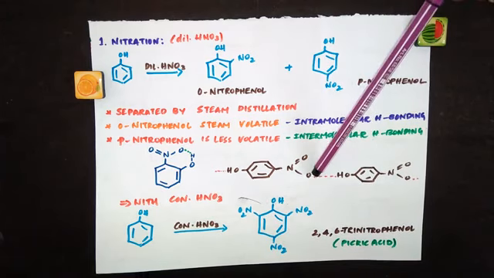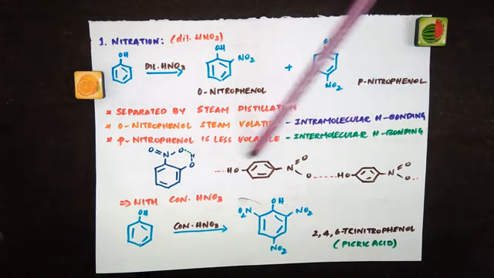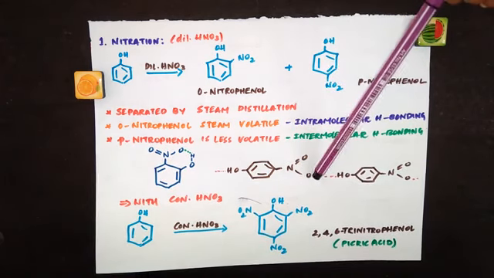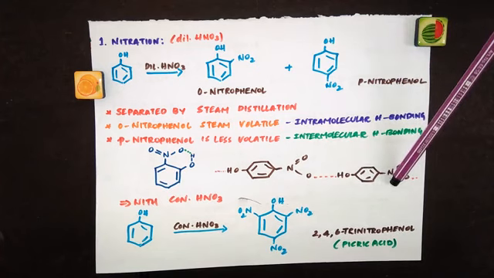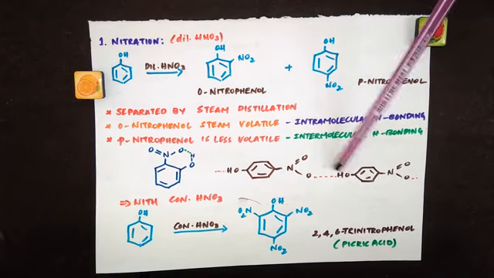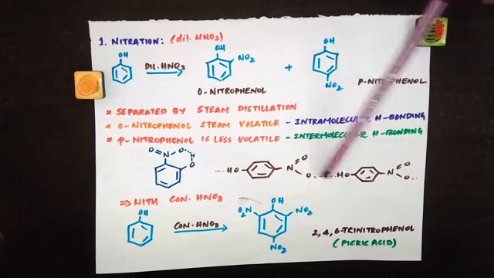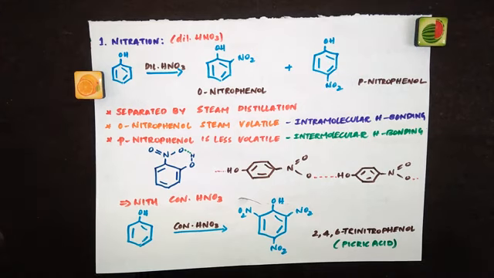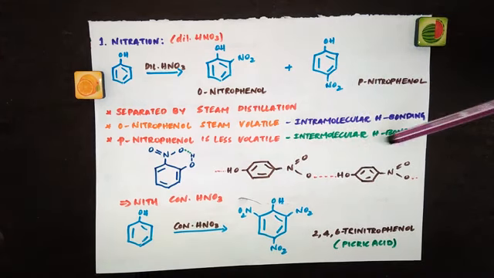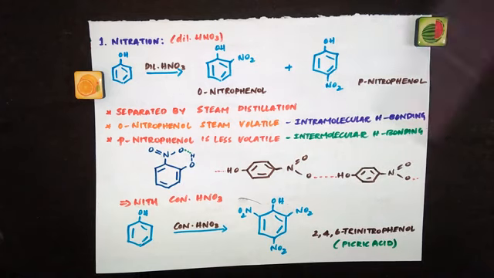Now see, this oxygen with partial negative charge of paranitrophenol is forming a hydrogen bond with another molecule of paranitrophenol, where this hydrogen has a partially positive charge. So there is a weak bonding, which is called hydrogen bonding. This type of bonding is called intermolecular hydrogen bonding, which means between two molecules. So this is not steam volatile, but this is steam volatile. So this goes with the steam, but this is left behind in the distillation flask. So this is how we separate ortho and paranitrophenol.